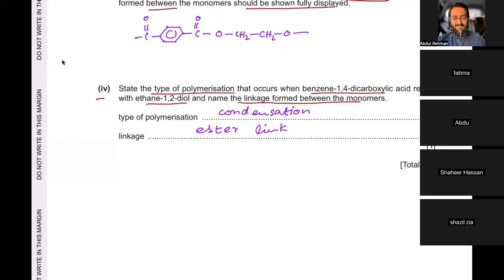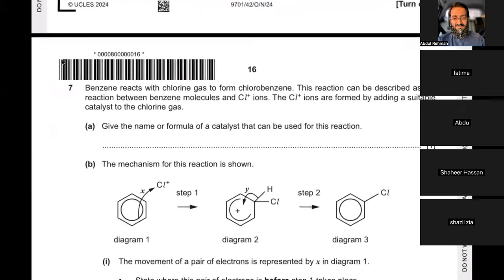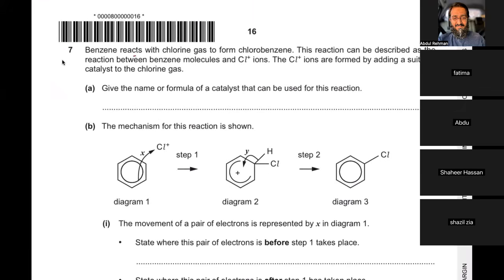I hope it's clear to all of you. Now question number 7. Benzene reacts with chlorine gas to form chlorobenzene. The reaction can be described as the reaction between benzene molecules and chlorine positive ion. The chlorine positive ions are formed by adding a suitable catalyst to chlorine gas. Give the name or formula of the catalyst that can be used for this reaction. So you can use AlCl3, right? Yes, very good, Shazil.